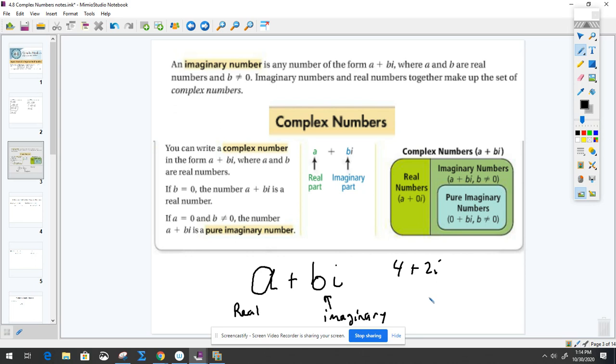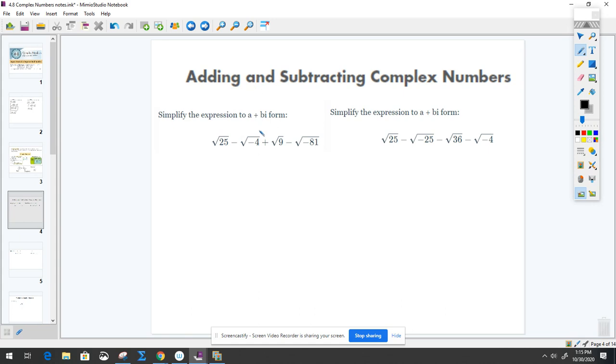If I had something that was no real part and just imaginary, we call those pure imaginary numbers. So what we're going to do with these complex numbers now is we're going to add them, subtract them, multiply them, and divide them. The same things that we did with the basic real numbers that we learned back when we were in elementary school. So you know how to do most of this stuff. It's just adding a new form. So, adding and subtracting complex numbers.